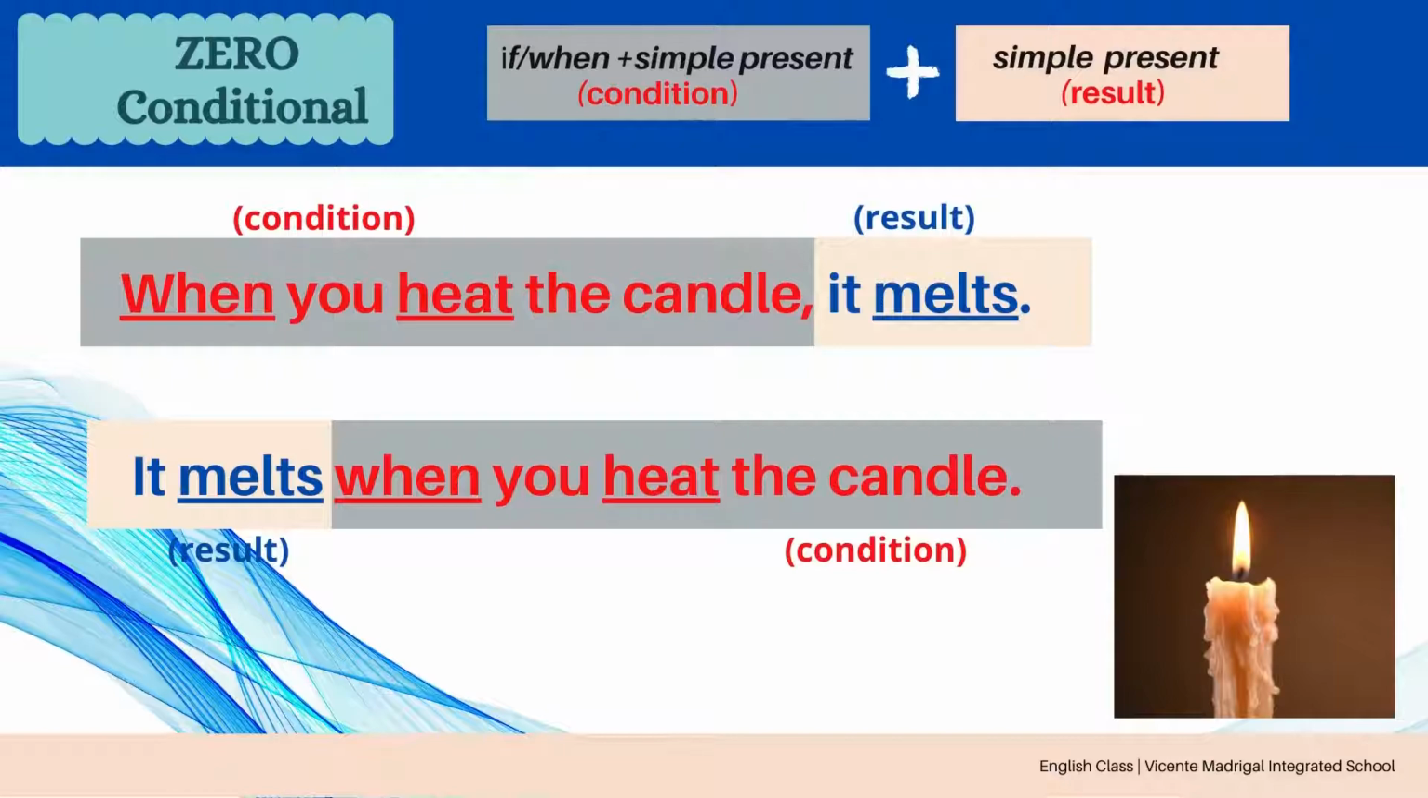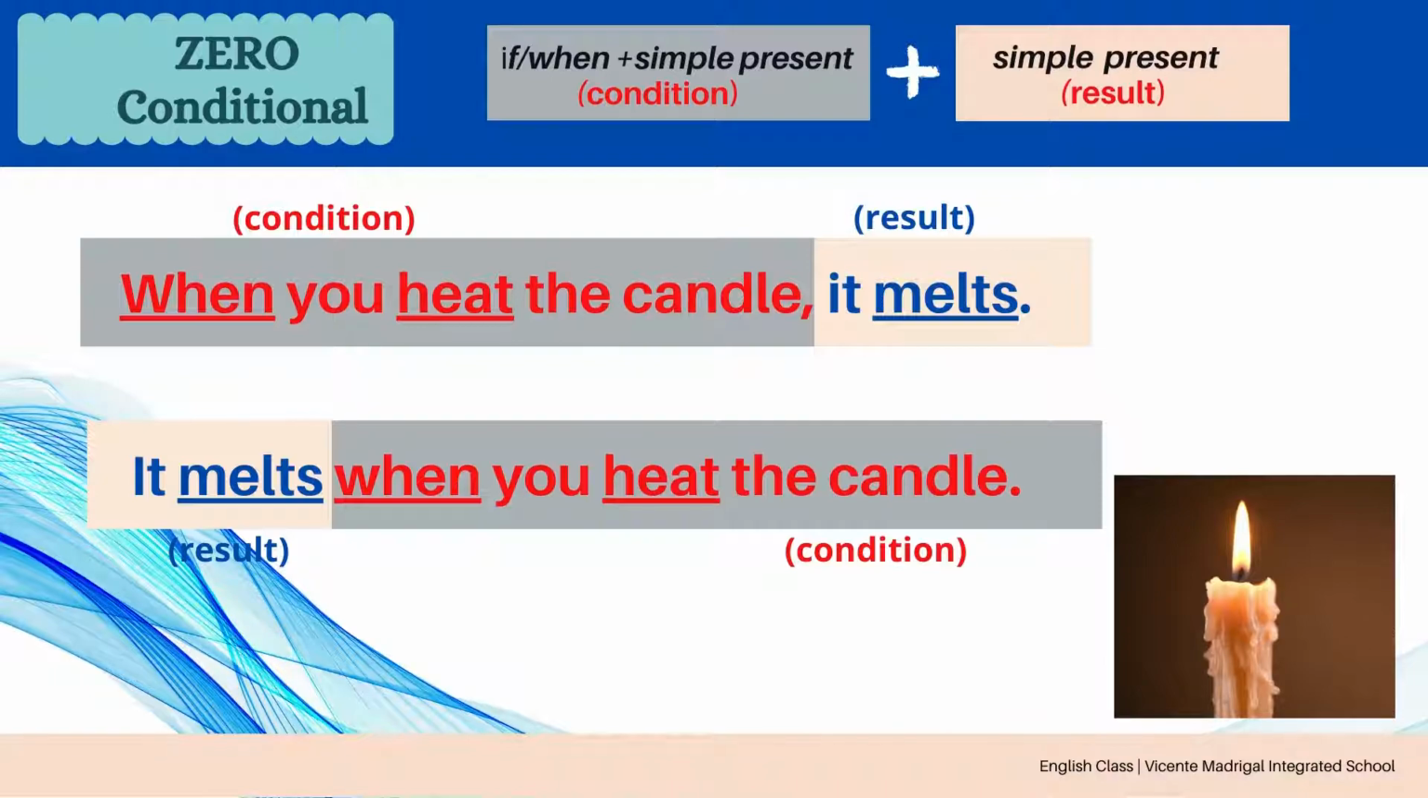Let us have another example. When you heat the candle, it melts. It melts when you heat the candle. Again, we have two parts here. First is when you heat the candle, which is the condition. It uses the signal word when in the clause, and we use the simple present verb heat. The second part is it melts, which is the result. We use the simple present verb melts because the subject is singular, it.